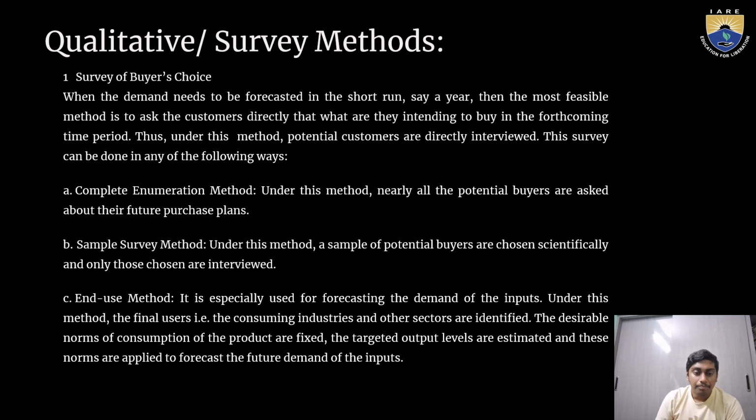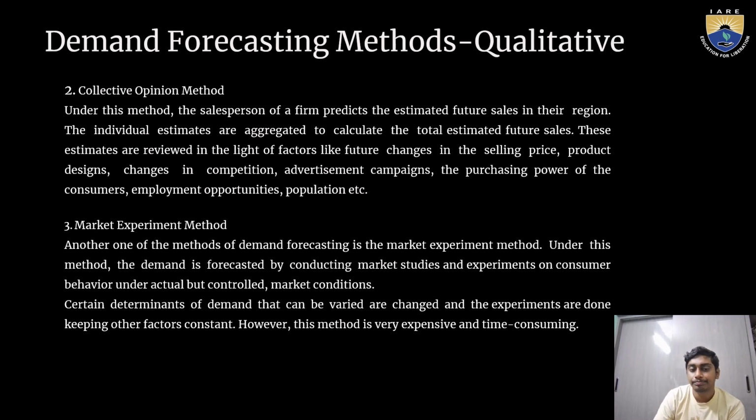End use method. It is especially used for forecasting the demand for inputs. Under this method, the final users, that is, the consuming industries and other sectors, are identified. The desirable norms of consumption of the product are fixed. The target output levels are estimated, and these norms are applied to forecast the future demand for the inputs. Demand forecasting methods, qualitative.